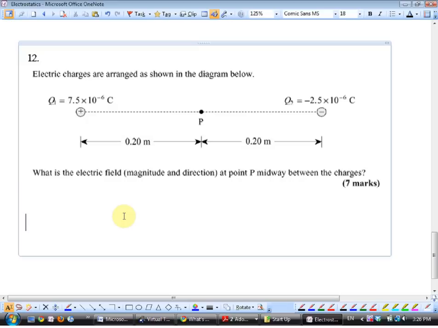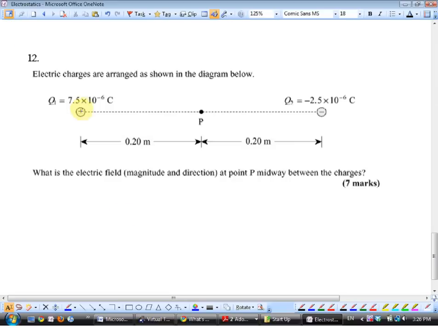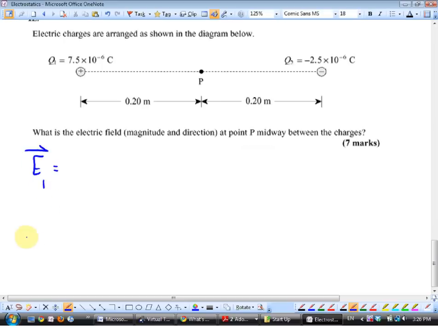Here's how I'm going to do this. This is sending out an electric field, as is this. So I'm going to find the electric field from charge 1, I'm going to find the electric field from charge 2, and then I'm going to add them vectorially, because they do have direction. What is the equation for electric field from a point charge?